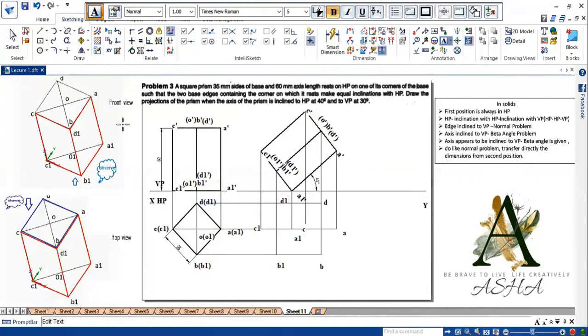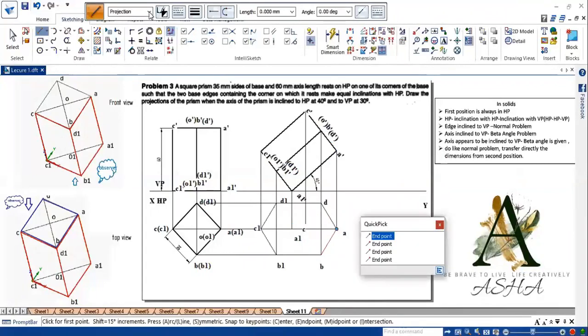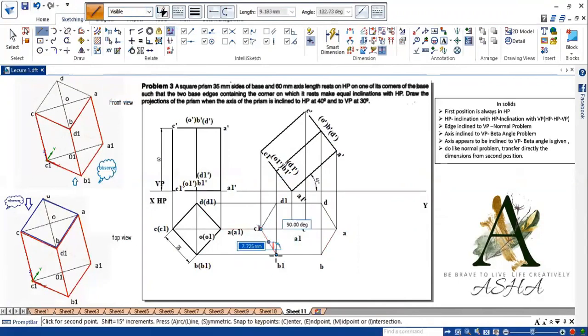What is the procedure for drawing visible and hidden lines? First rule, connect all the outer boundary points through visible line. So I am connecting all the outer boundary points through visible line. None of the outer boundary points should be hidden or in projection line because you can see the outer edges.